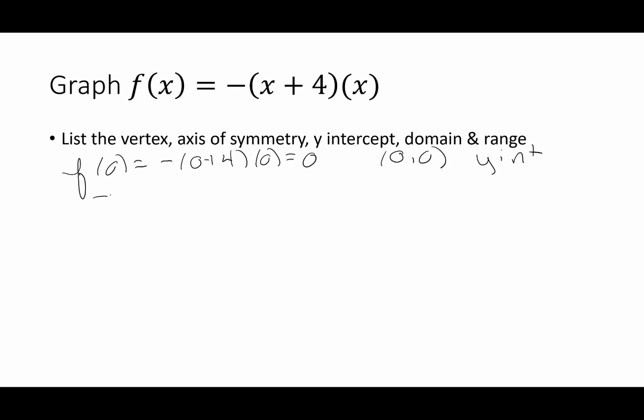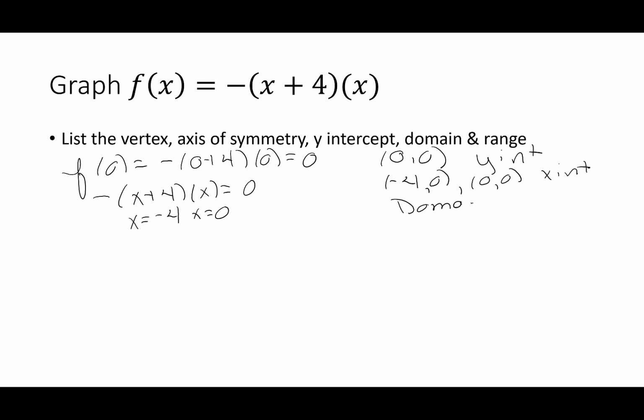The x-intercepts, I would take negative x plus 4 times x, make that 0. The negative you can drop. This says x is negative 4, x is 0. So negative 4, 0, 0, 0, are my x-intercepts. I know the domain because I always know the domain. It's negative infinity to infinity. But before I can talk about the range, I need to find out the vertex.